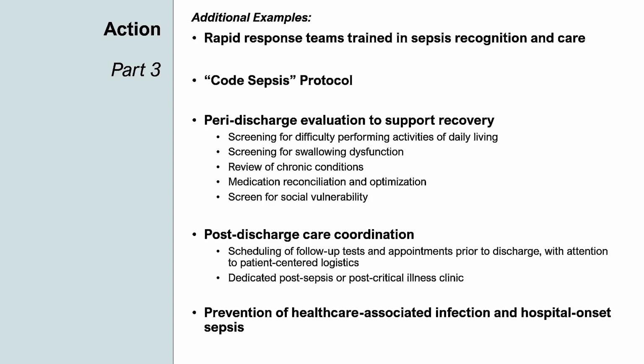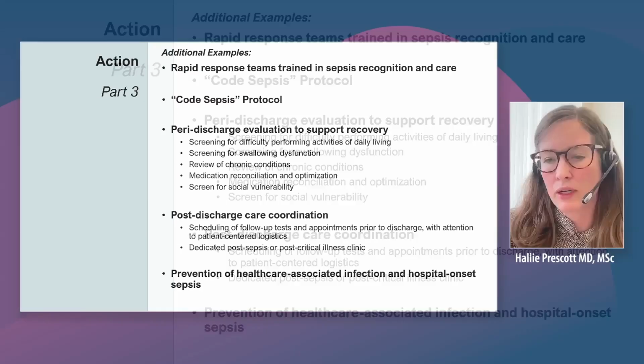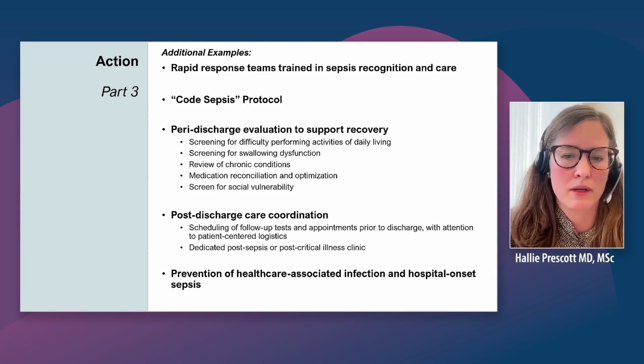Post-discharge care coordination. We know that many patients after sepsis need ongoing care, and it's really important to get this care in a timely fashion. Scheduling those follow-ups prior to discharge and trying to organize these in a way that it's most feasible for our patients to attend those visits, or even having dedicated post-sepsis or post-critical illness follow-up clinics where many of the care can occur in a centralized location are ways to help facilitate recovery in our patients after sepsis. Finally, having structures and processes in place to prevent the development of healthcare-associated infections, which contribute to hospital onset sepsis.